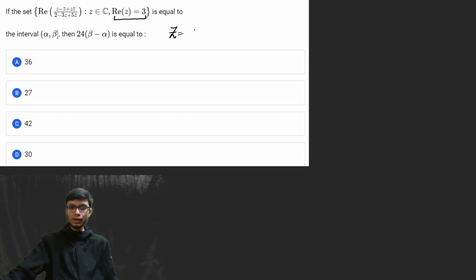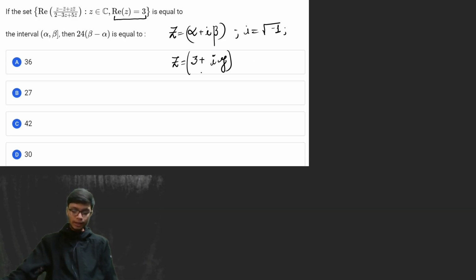I can write a complex number as alpha plus i times beta, where i, or iota, is the square root of -1. If the real part of z is alpha and that is equal to 3, then I can write z as 3 plus iota times, and I can assume beta as y, that's my choice. So let us assume the complex number is 3 plus iota y.